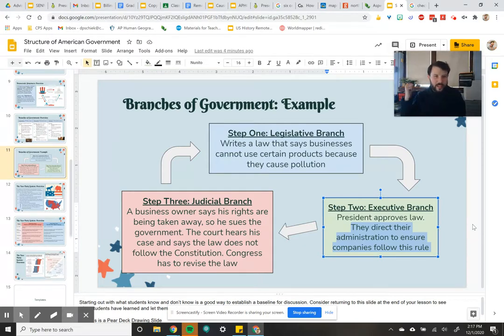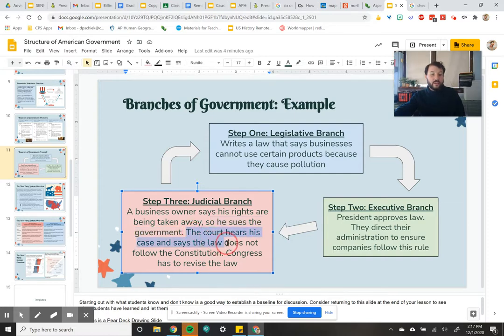He goes and tells his folks over at the cabinet, he says, hey, we've got this new law. You've got to make sure that people follow it and that companies are following this. And if they don't, then we need to make sure that they do. And then step three would be, let's say that law goes to the judicial branch. Maybe a business owner says that his rights are being taken away, that the government made this law and it violates his rights. So he is going to sue the government.